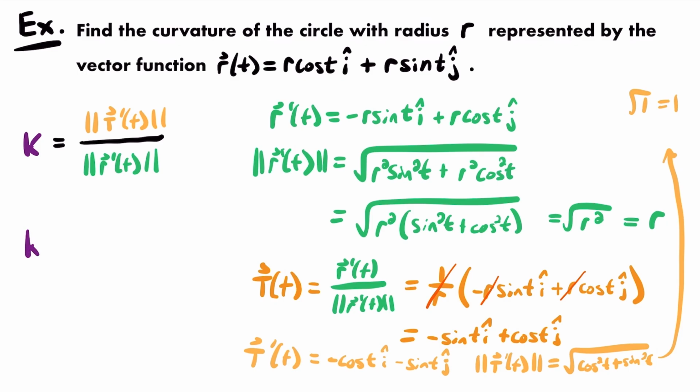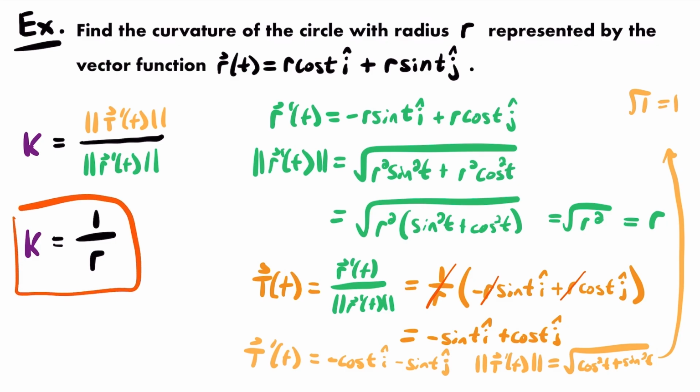So the curvature k is equal to that 1 divided by the magnitude of the derivative of our vector function, which was r. So we have 1 divided by r, and that's it. That right there is the curvature of a circle with a radius of r. So whatever that radius is, if it's 2 or if it's 3, you can plug that right in here and find the measurement of the curvature.